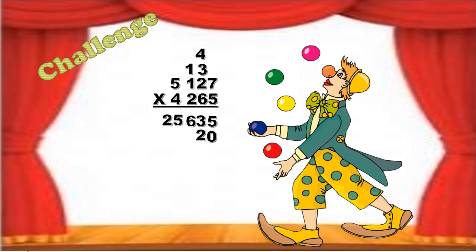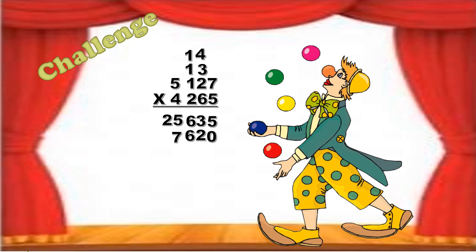6 times 2 equals 12. 12 plus 4 equals 16. Regroup 16 as 600s and 100. Place your 600 under your hundreds column. Carry your 100 above your hundreds column. 6 times 1 equals 6. 6 plus 1 equals 7. Place the 7,000 under your thousands column.